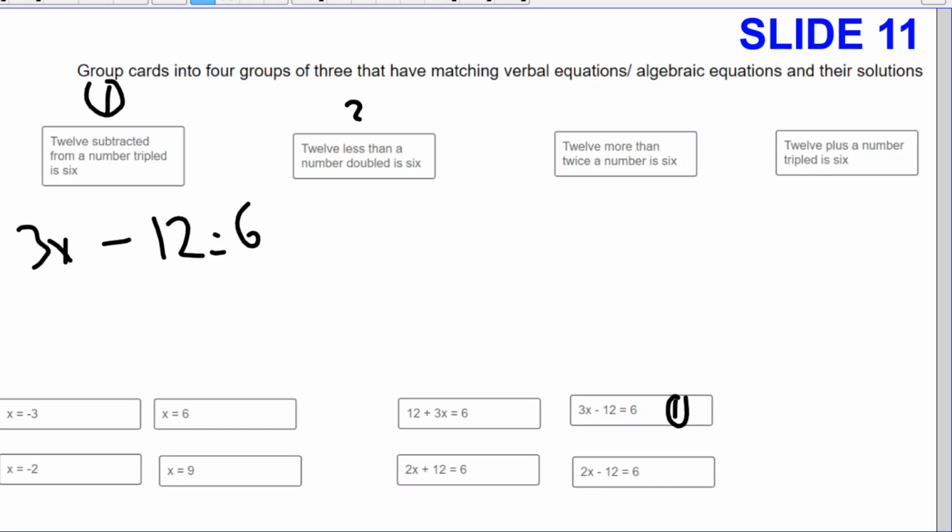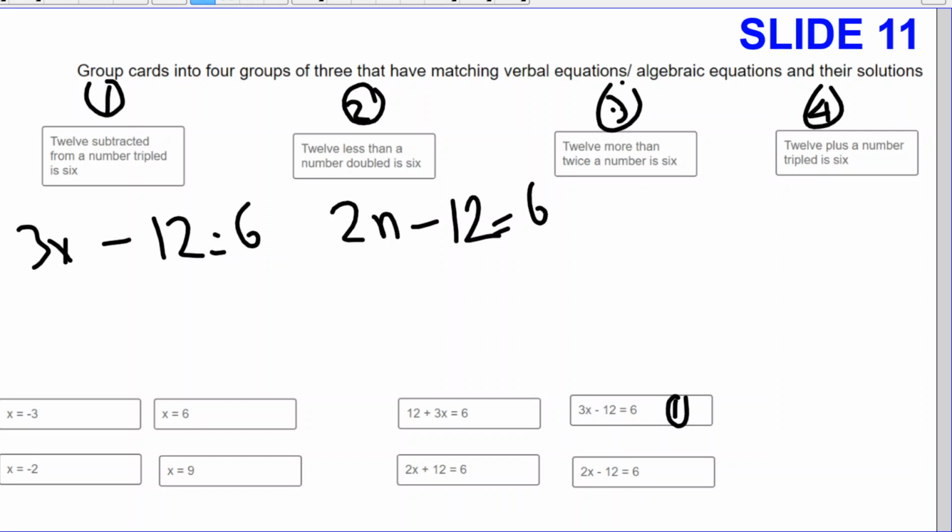I would normally just drag these together on Desmos, but as I'm just using my screen, we'll have to improvise a little bit. 12 less than, once again, that's another flip word, so I know that means minus 12 at the end. A number doubled, so that means times by 2, so 2n minus 12 equals 6. Of course, I don't know if it's n or x. Actually, for all these questions, it looks like it's x.